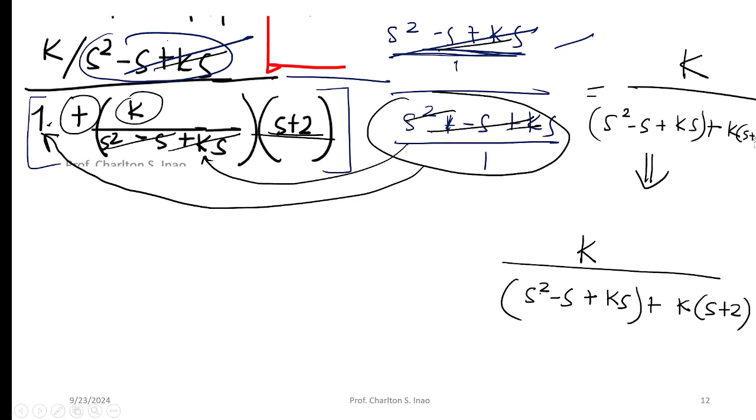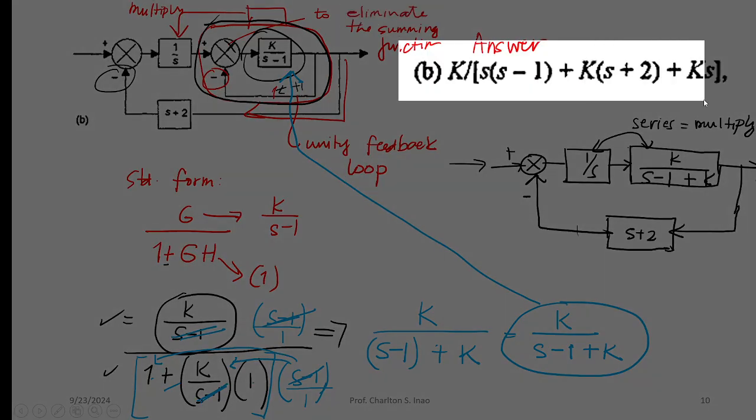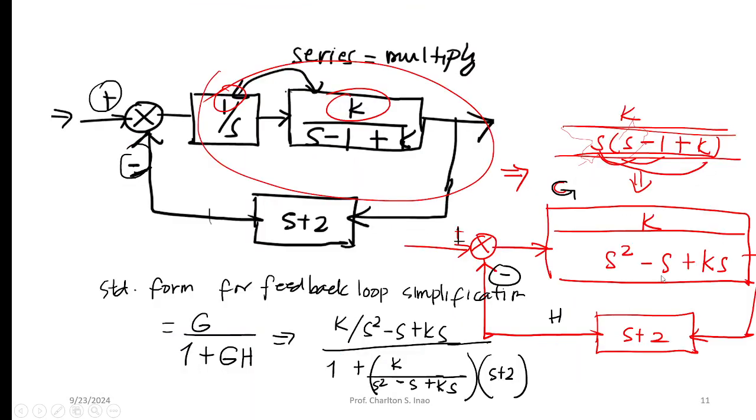Can we simplify this further, or not? I think we can, but I think that's enough, right? So this is the answer, right? K over S. Let me copy this. So the answer is this. Let me compare.